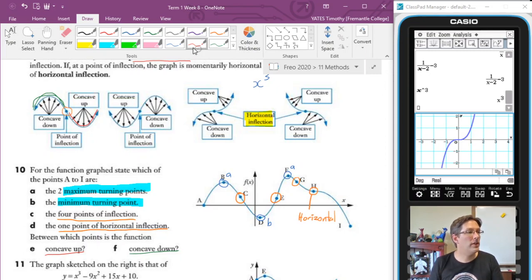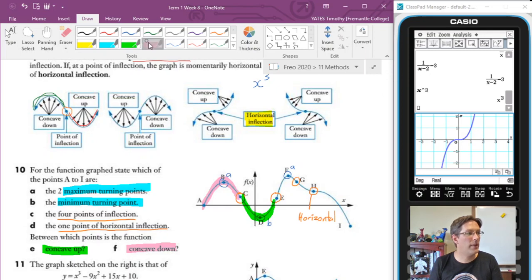So between which points, and I'll use my highlighters instead just because it makes it a bit easier, is it concave up and where is it concave down? It always transitions between concave up and concave down at a point of inflection. So this is a frowny face, so it's pointing down. Then it will go into concave up.